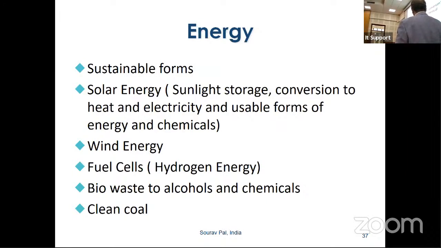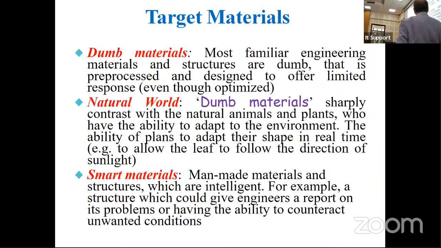So sustainable forms of solar, wind, fuel cell, hydrogen is a very, very important problem. Bio-waste, alcohols, chemicals, etc. And all of these can be achieved by what I call smart materials. Many of you work with smart materials. There are people who are working here, a lot of people working in materials within chemistry. Smart materials are man-made materials which are intense. That's important. Of course, the natural world has dumb materials and materials which are intense.